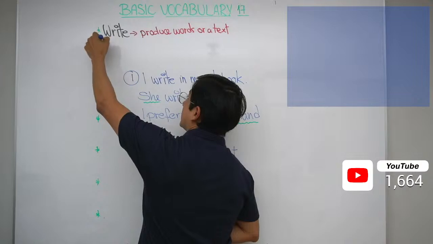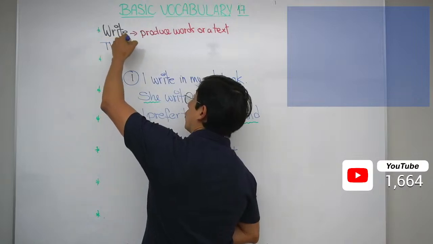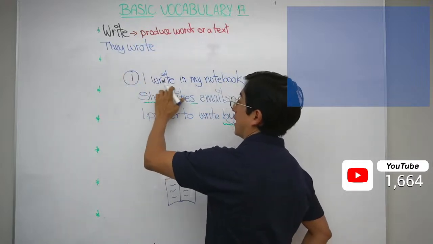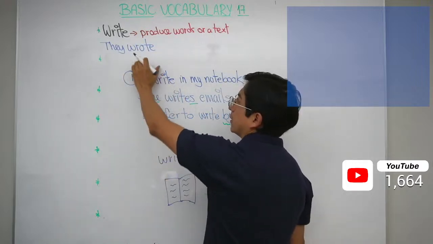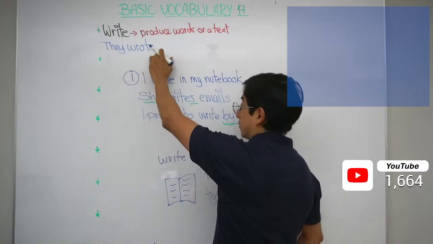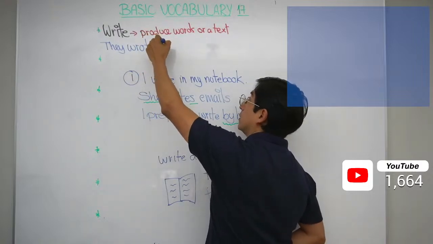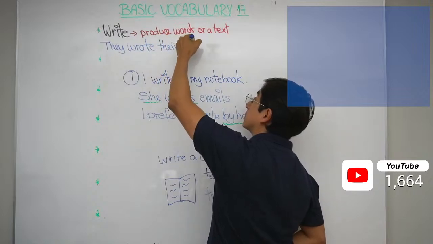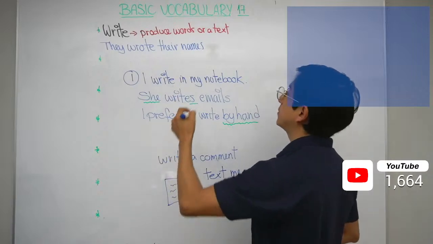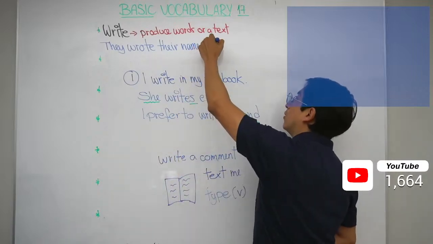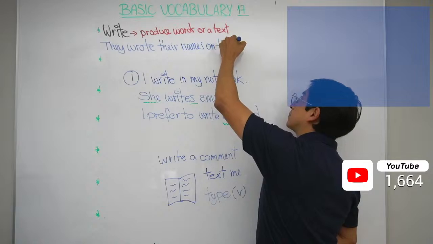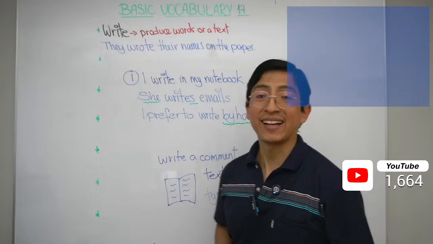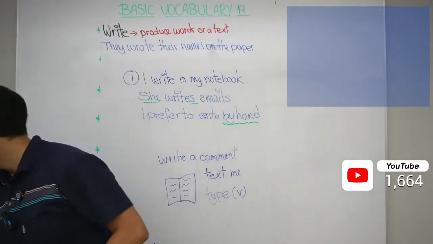Okay, they wrote. Simple past of write. Write, base form. Wrote, simple past form. They wrote their names on the paper. Very good. It's a sentence, guys. Copy this.